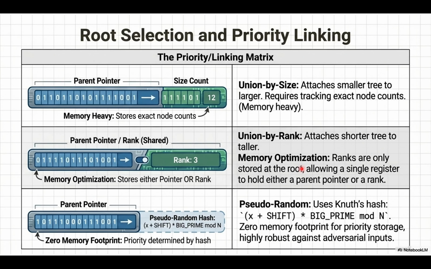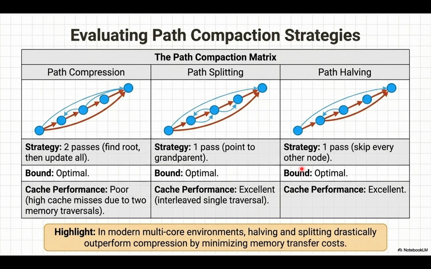Think of the L3 cache like a tiny, blazing fast scratch pad located right next to the processor core. Main memory, on the other hand, is like a massive filing cabinet down the hall. Now, path compression requires two distinct trips to memory. First, you traverse all the way up the tree to find the root, that's reading the data. Then you traverse all the way back down the exact same path to update every single node's pointer, that's writing the data. So you read up and then you write down, two passes.